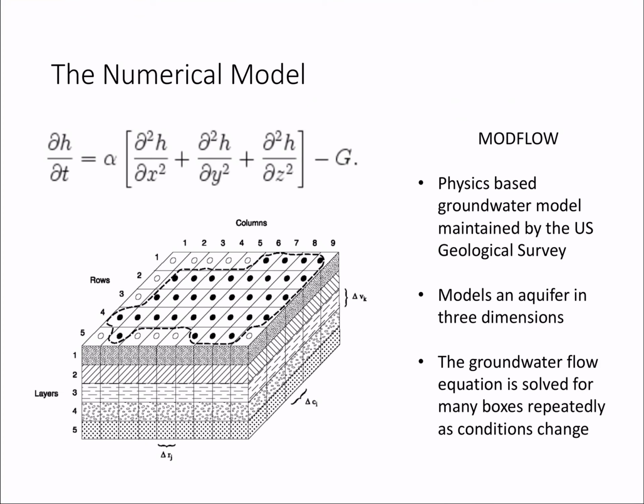Here's an example of a very common numerical model. This is developed by the U.S. Geological Survey. It is called ModFlow, and it is a model that accounts for groundwater flow in an aquifer or in different areas. So it can account for groundwater flow in a 3-dimensional aquifer in different time steps. So over time, you can see how groundwater flows and how groundwater changes.